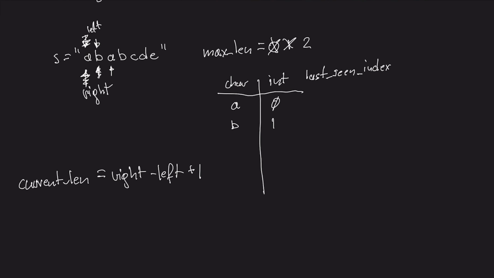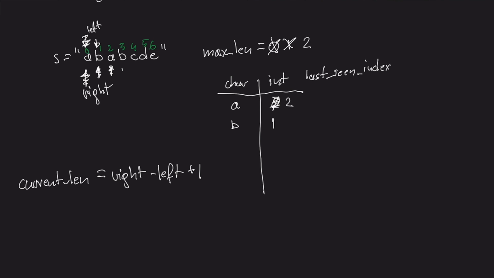So we have to update our A because last seen A is now 2. Let me write down those indexes. So it's 0, 1, 2, 3, 4, 6. And we again repeat the steps. So we would compute the length. Right is 2, left is 1, 2 minus 1 is 1, plus 1 is 2. We don't have to update max len because max len is already 2.